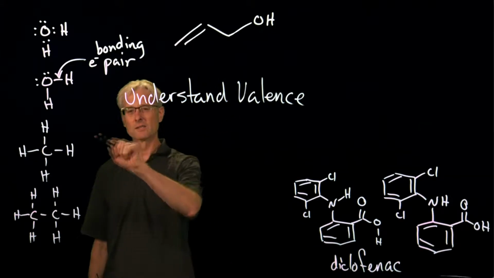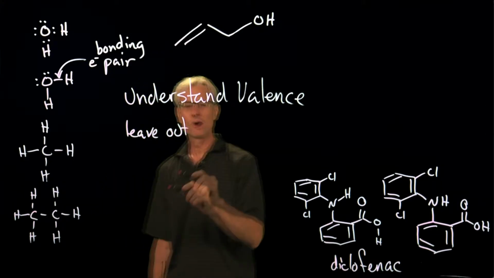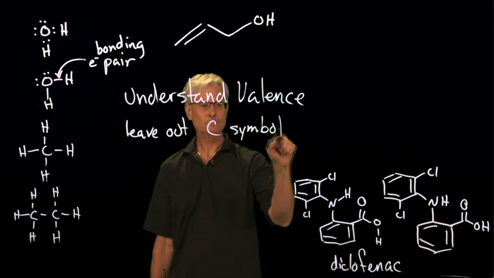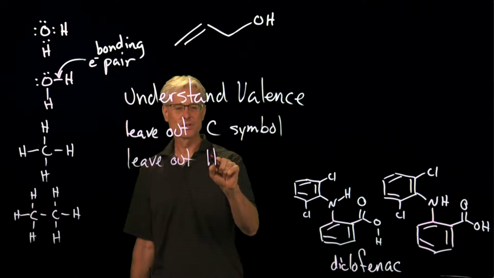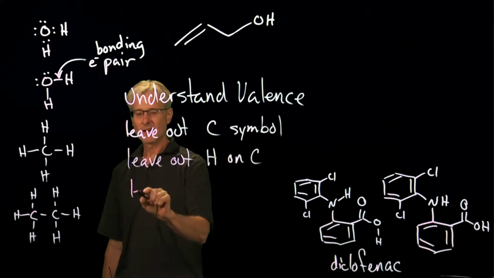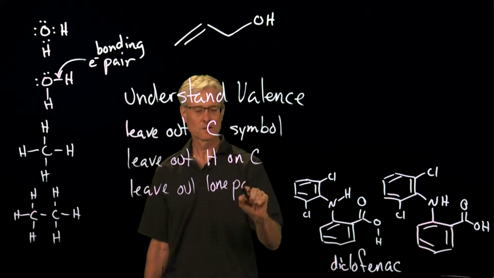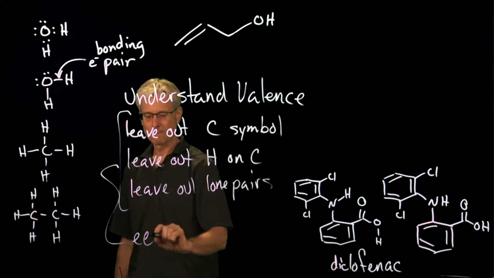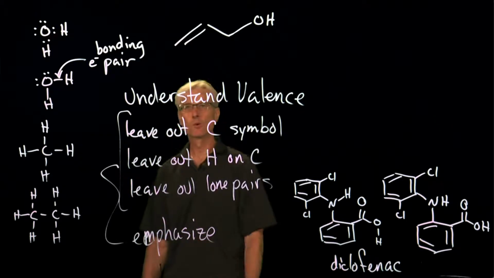One is I can say, leave out some things. So I'm going to leave out carbon symbols. I'm going to leave out hydrogen symbols when they're on carbon. I'm going to leave out lone pairs, unless I want to emphasize them. Then I might show them. Okay, so what can I do then?